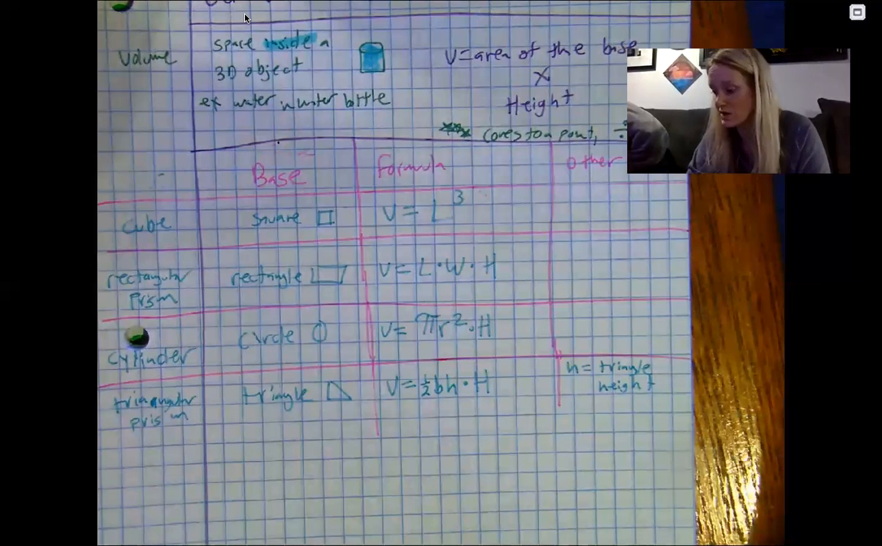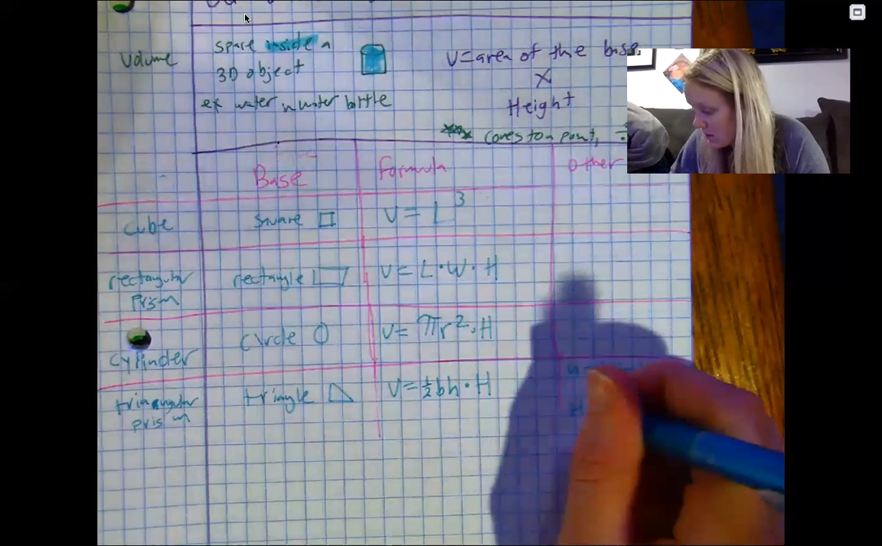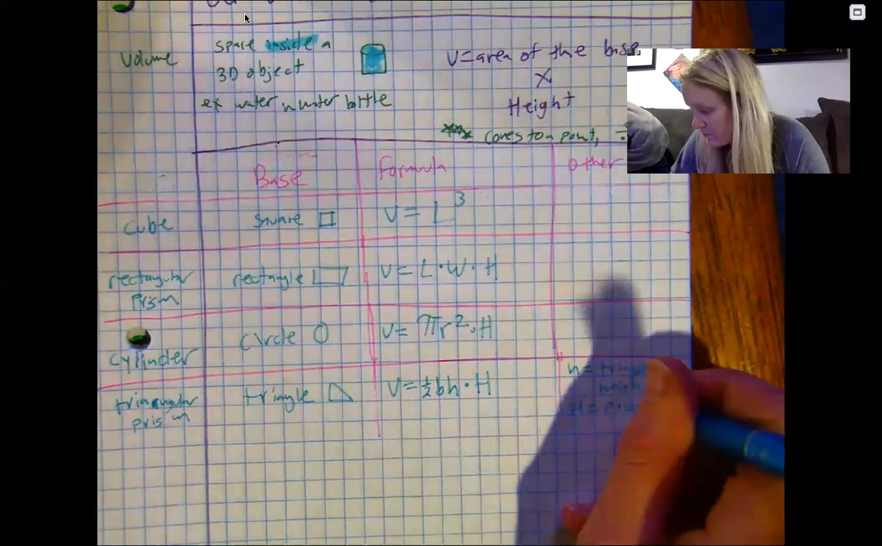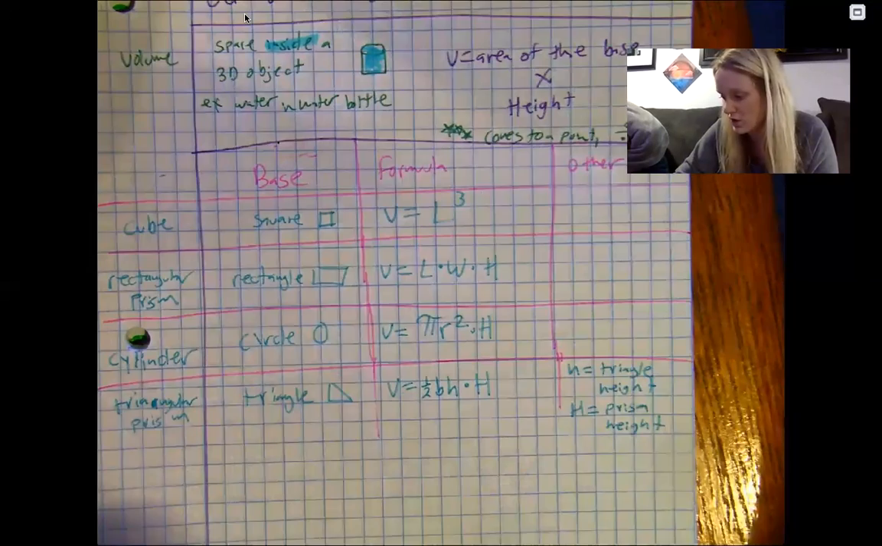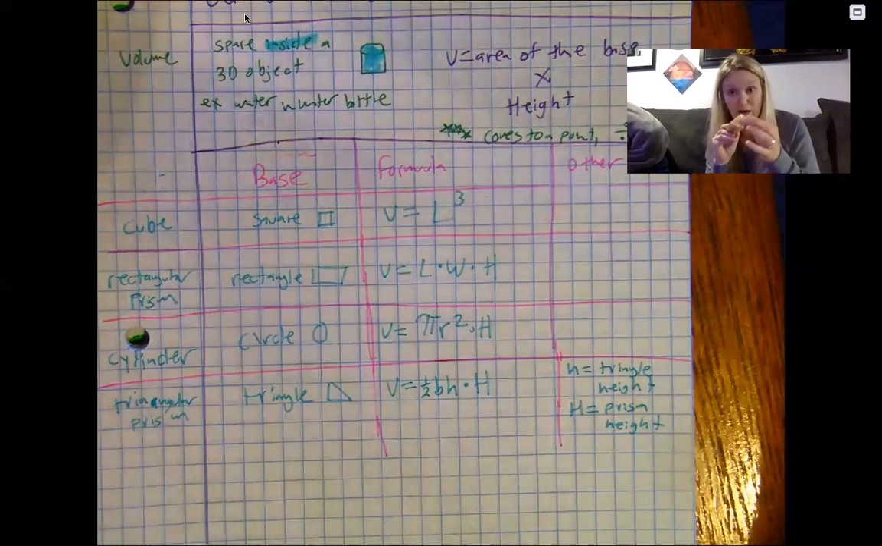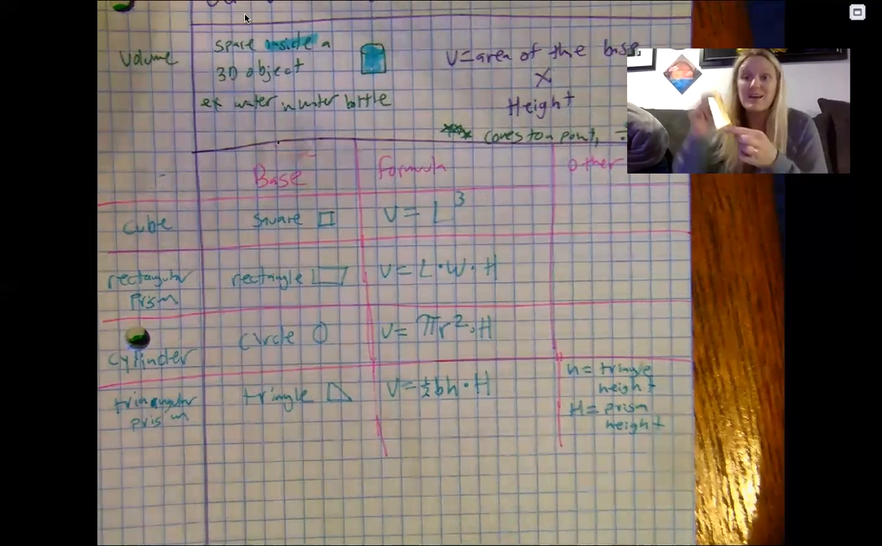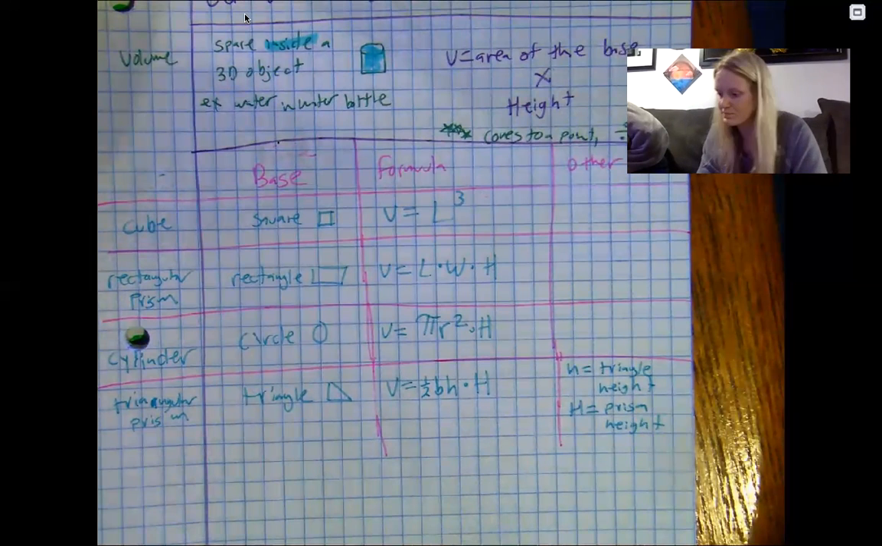So this one's weird because the little h means the triangle height. The big H means the prism height. It technically doesn't matter because you're just multiplying them together and order doesn't matter in multiplication. But if you're wondering why do I have two heights there, it's because the area of the base is 1/2 base times height, times the height of the prism. Okay, so that gets you your volume.